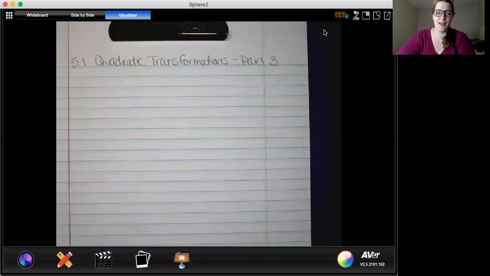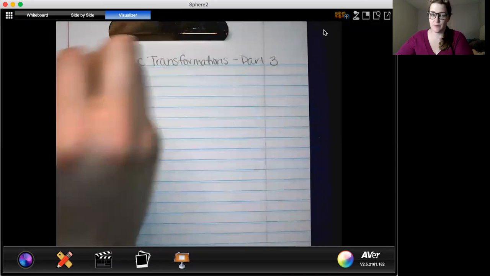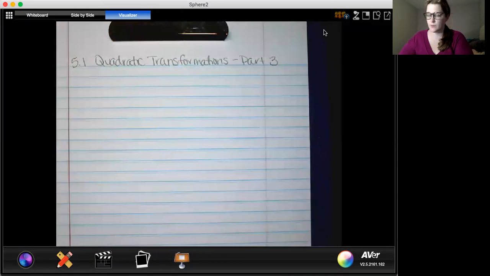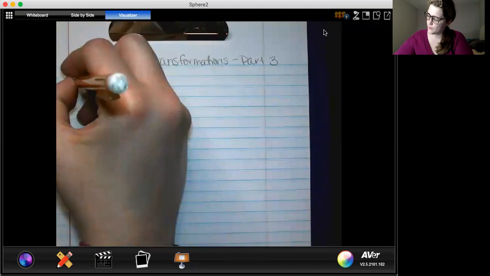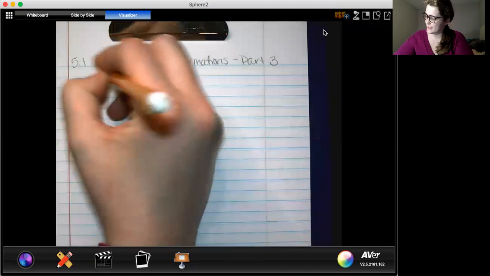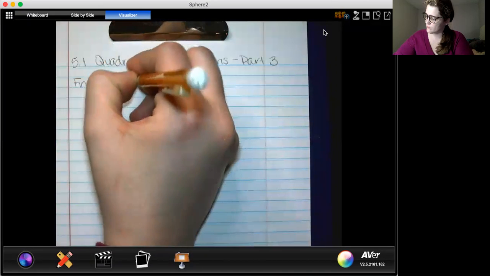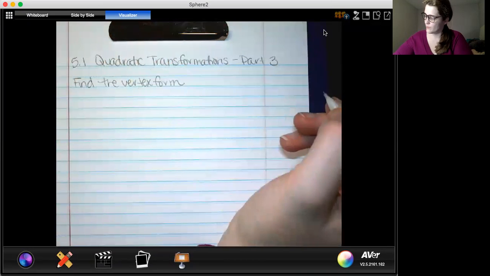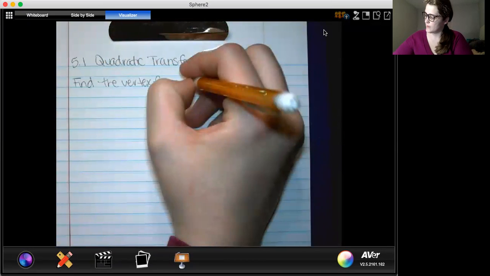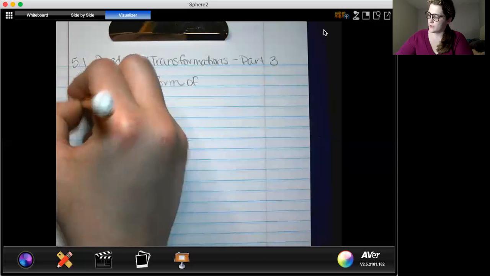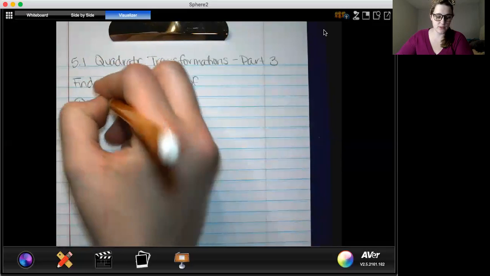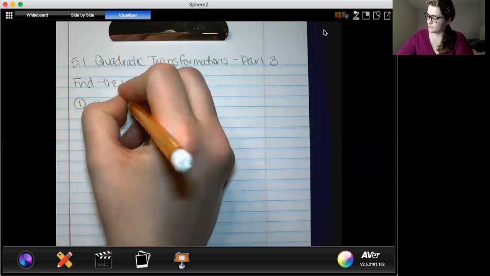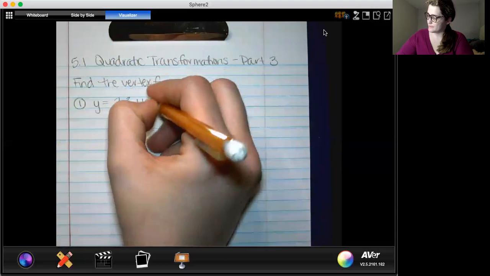Welcome back. We have 5.1 quadratic transformations part 3. So today we're going to be doing some algebraic work in reference to vertex form and standard form. So for the first problem, we're going to find the vertex form of number 1, which is y equals 2x squared plus 10x plus 7.